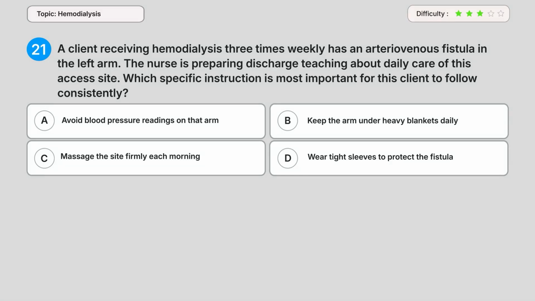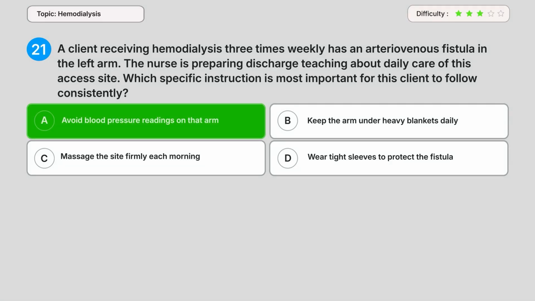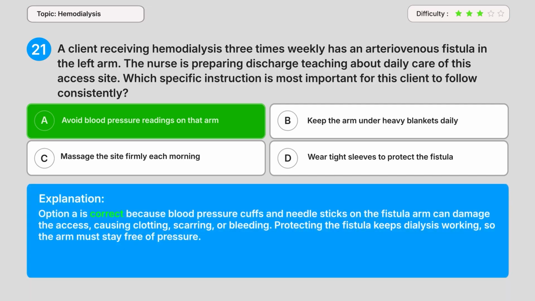Correct answer, A. Avoid blood pressure readings on that arm. Explanation. Option A is correct because blood pressure cuffs and needle sticks on the fistula arm can damage the access, causing clotting, scarring, or bleeding. Protecting the fistula keeps dialysis working, so the arm must stay free of pressure.